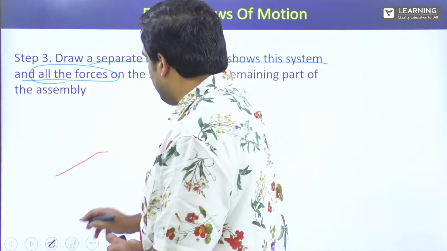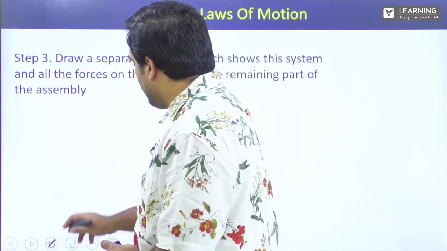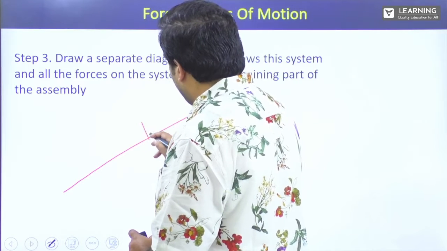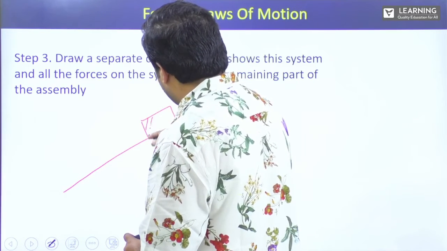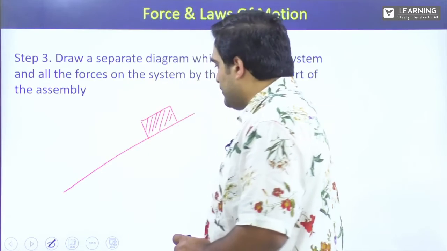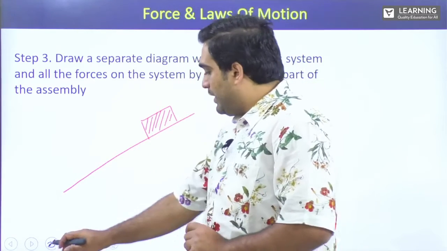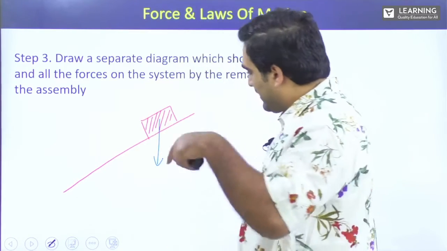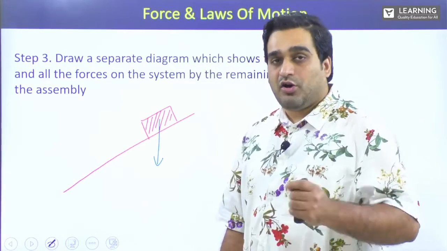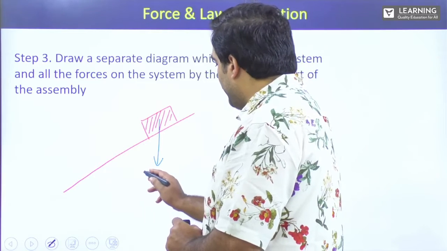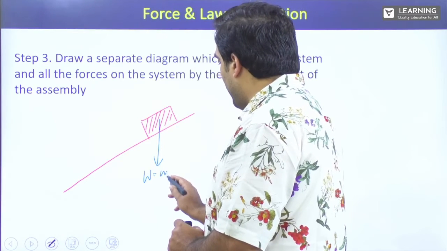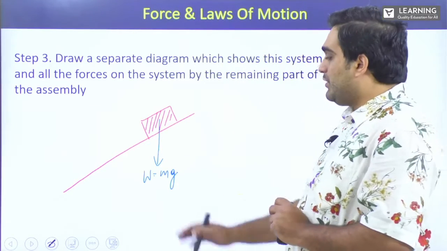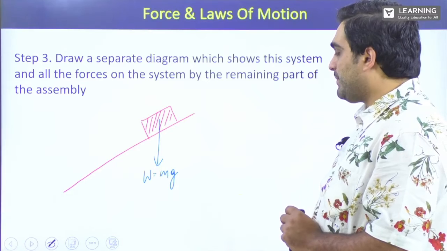We have an inclined surface and I have my block, which is this. So what are the various forces? One is this weight, a force which is acting downwards towards the earth, called the weight, which is given by weight equals mass times the acceleration due to gravity. So this is one of the forces.